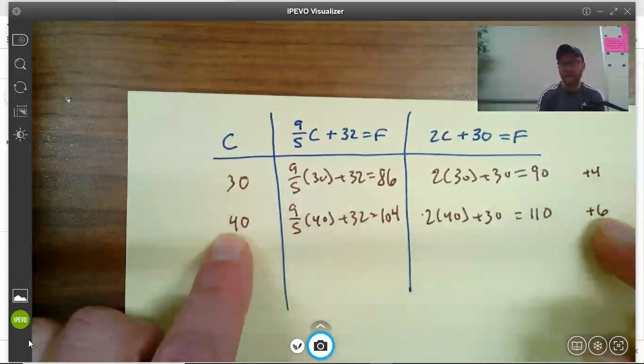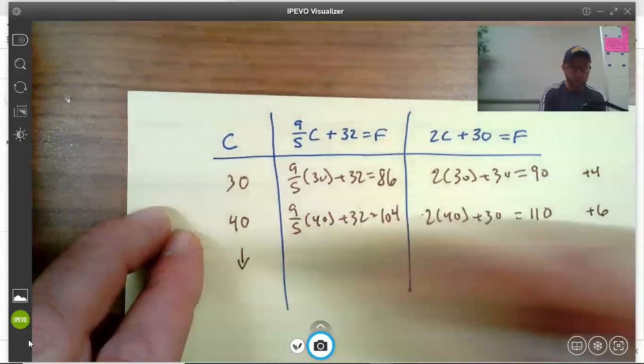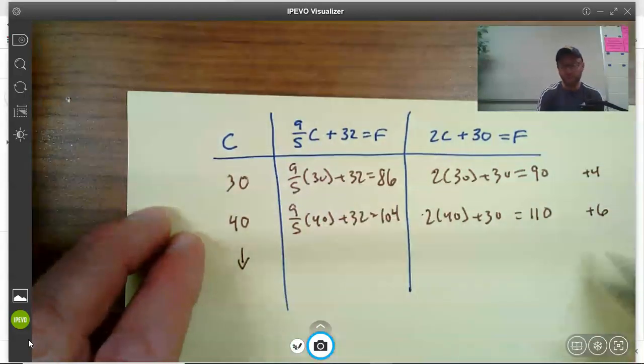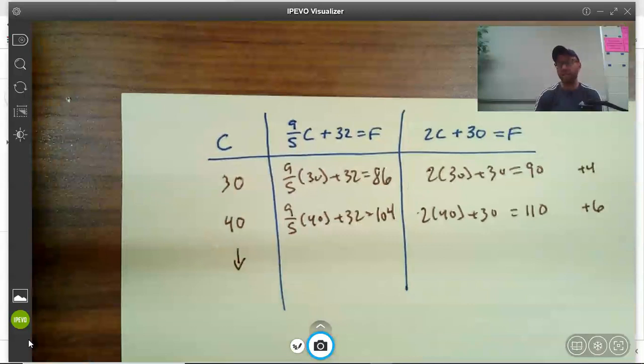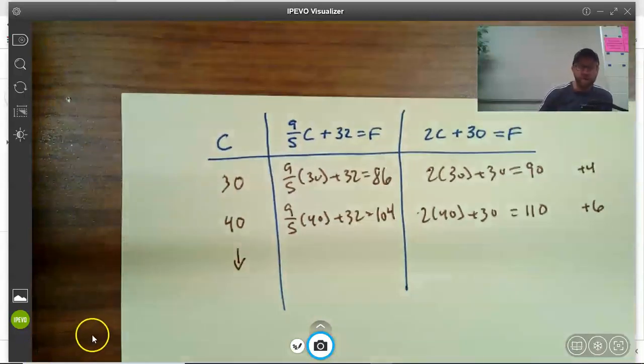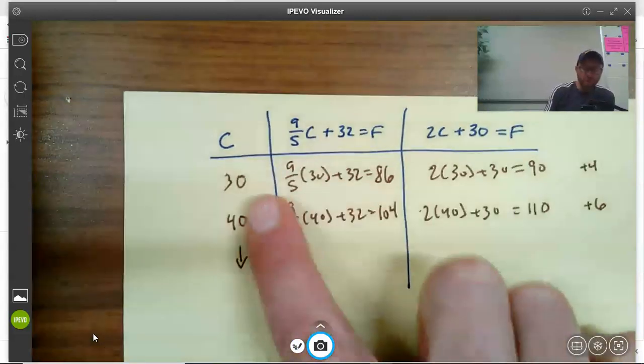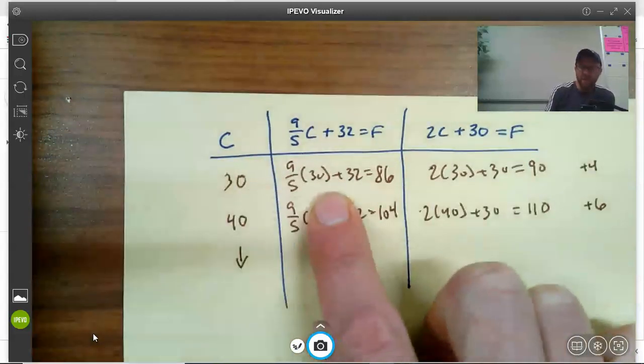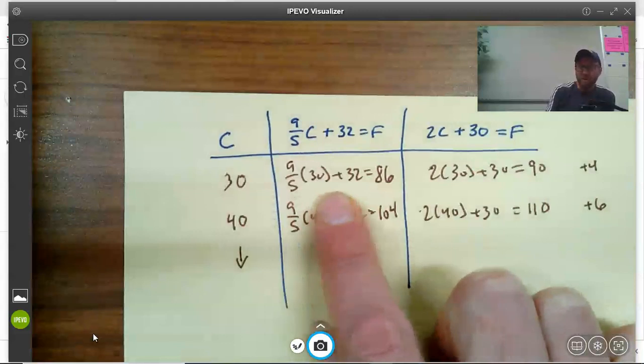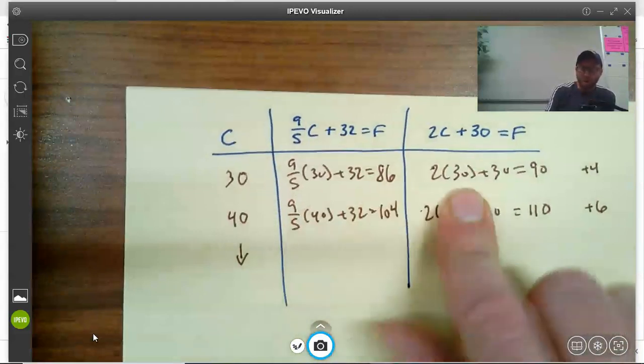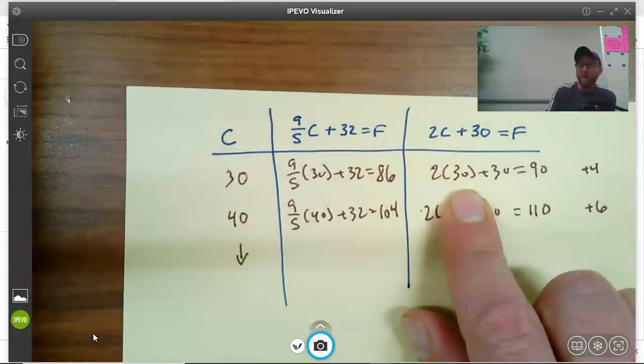So if we want dead on, we probably don't want to try numbers that are bigger than 40 because it looks like they're getting more and more inaccurate as we go in that direction. We probably want to go the other way. All right. So again, you're looking for a number, a degrees Celsius, that I could plug into the actual formula to find a degrees Fahrenheit, or I could plug into this simplified do-it-in-your-head model and get the same temperature in Fahrenheit both ways.